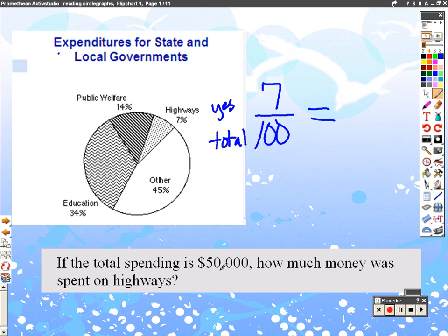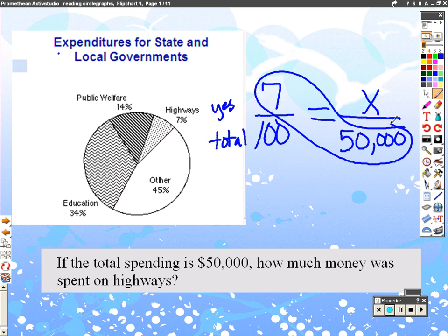50,000, is that how much they spent on highways or the total amount they have altogether to spend on everything? It's the total amount they have on everything. So remember, total goes on the bottom. Okay? And I don't know how much they spent specifically on highways, so it gets an X. And the trick with proportions, you multiply the numbers across from each other and divide by the leftover one. So I'm going to do 50,000 times 7, and this is really easy.